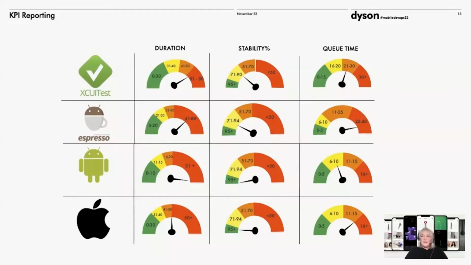We presented them to our stakeholders at the end of every sprint. So at the end of every 2 weeks, we would present these, and we could show where we still had problem areas, but we could also show the progress we were making.